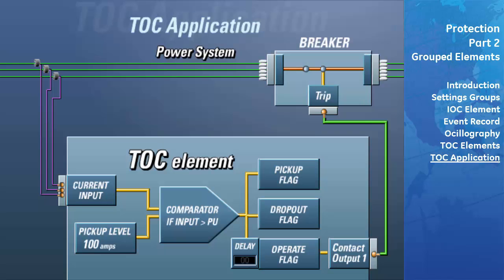We will again create a fault that will be picked up by the TOC element by injecting 5 per units of current, or 500 amps primary. Notice the TOC element will pick up and then a short time later operate.